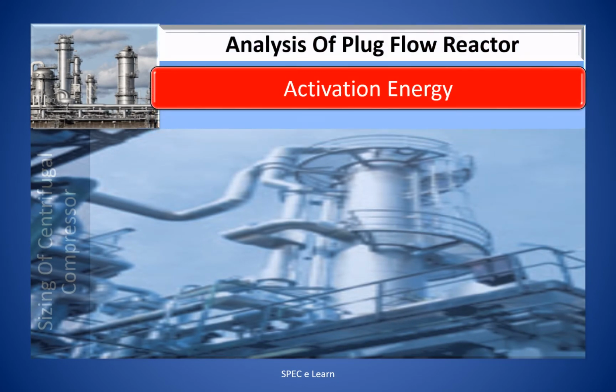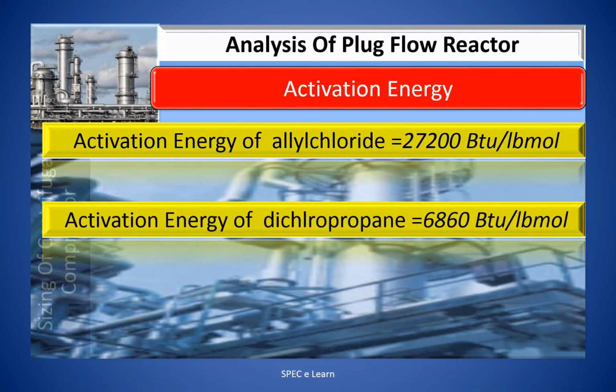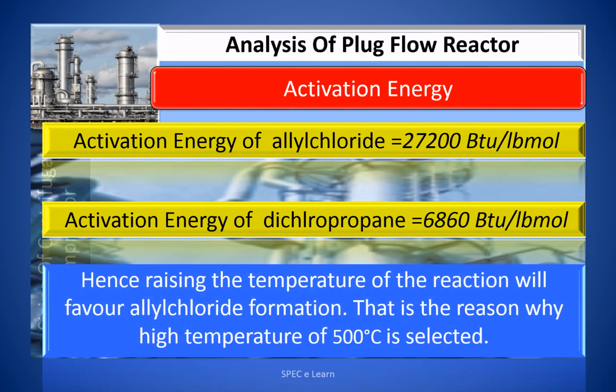Another important parameter usually considered in the optimization of the reactor performance is activation energy. Activation energy of allyl chloride is 27,200 BTU per lb mole. Activation energy of dichloropropane is 6,860 BTU per lb mole. Hence, raising the temperature of the reaction will favor allyl chloride formation. That is the reason why the high temperature of 500 degrees is selected.